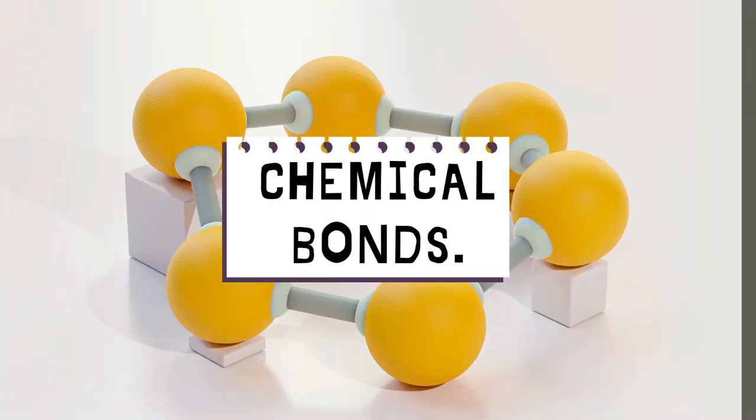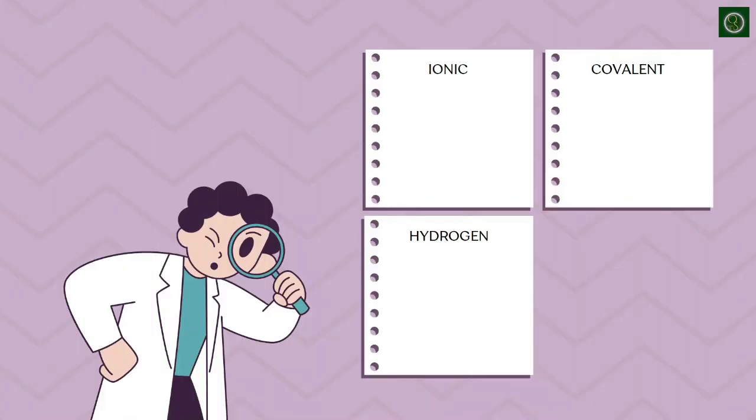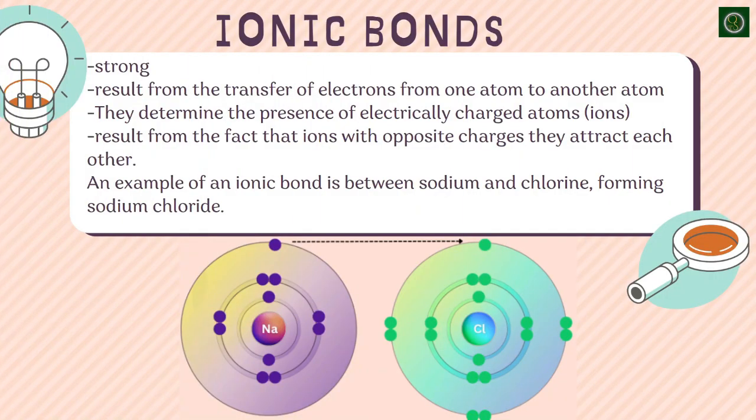Chemical bonds. They result from the close proximity of atoms and the overlap of the electronic structures. Chemical bonds can be ionic, covalent, or hydrogen bonds. Ionic bonds are strong and result from the transfer of electrons from one atom to another atom. They determine the presence of electrically charged atoms, which are ions.